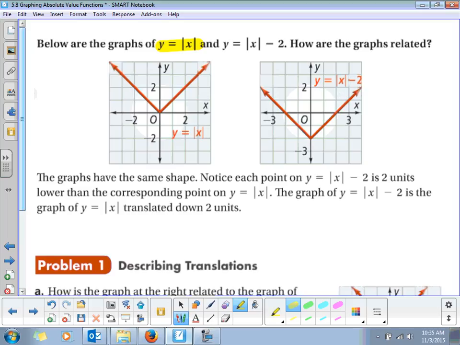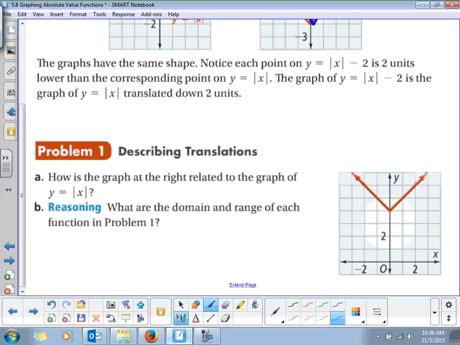Now this graph right here is the parent function minus 2. How are these different? One is lower than the other. It's lower by how many? 2. The parent function would be right there, and this one is lower by 2. Going down means what? Negative. And it went down 2 spaces. Does everybody see the connection there? Okay?